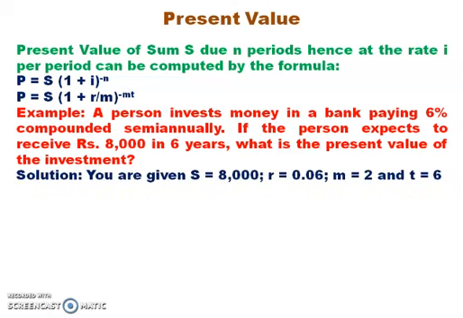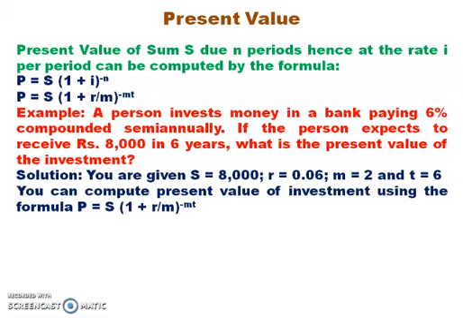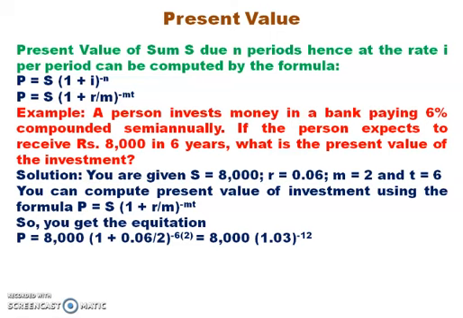Here you have S is equal to 8,000, R is equal to 0.06, M is equal to 2, and T is equal to 6. When you put these values and use the present value formula, you get P is equal to 8,000 into (1 plus 0.06 upon 2) raised to power minus 6 into 2, which further comes to 8,000 into 1.03 raised to power minus 12.